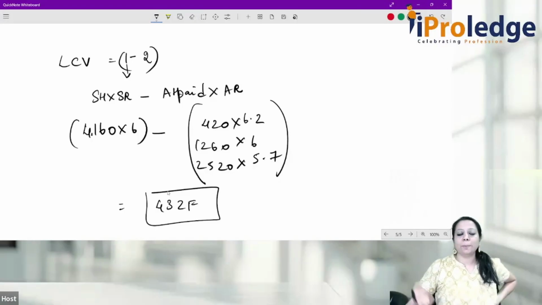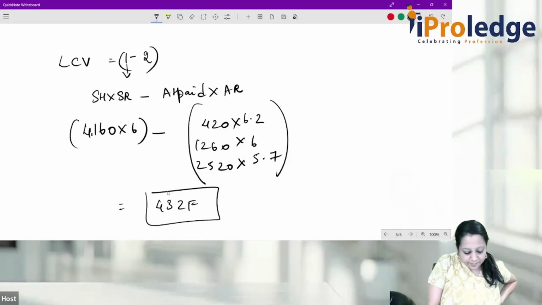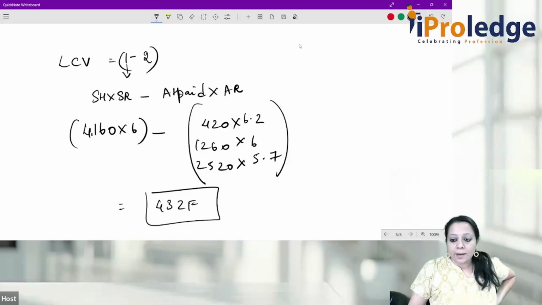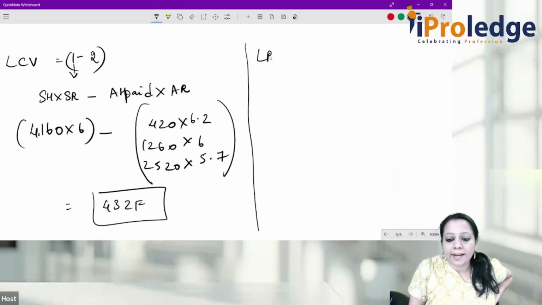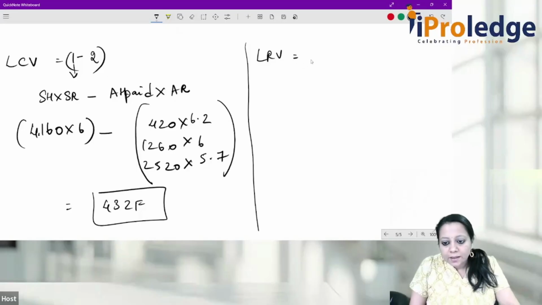Please write it down. Then we will proceed to the other variances. Come on, dears. Now, as you write this side, I will start working this side. Okay, labor rate variance. Labor rate variance is what? I'll just increase the size of my pen.